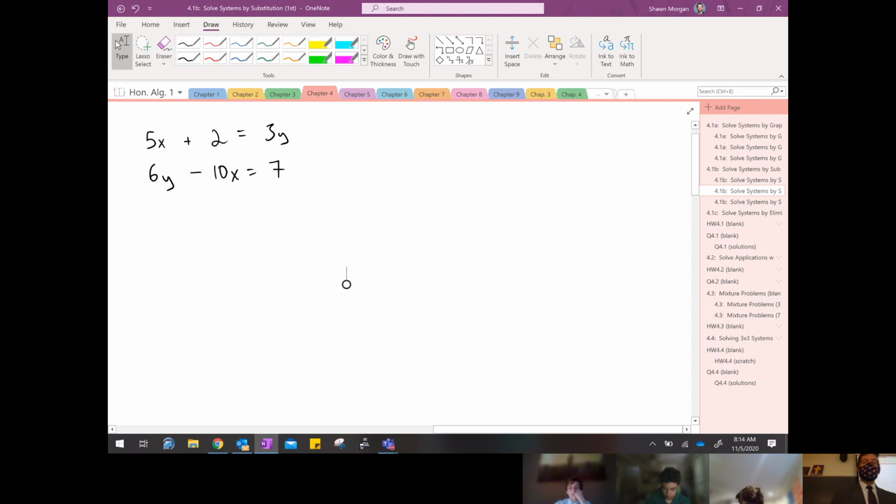So first step in this process, I'm a step-by-step kind of guy for this. First step, I want you to pick a variable in one of the equations to isolate. All right, isolate means get it by itself. So isolate one of the variables in one of the equations.